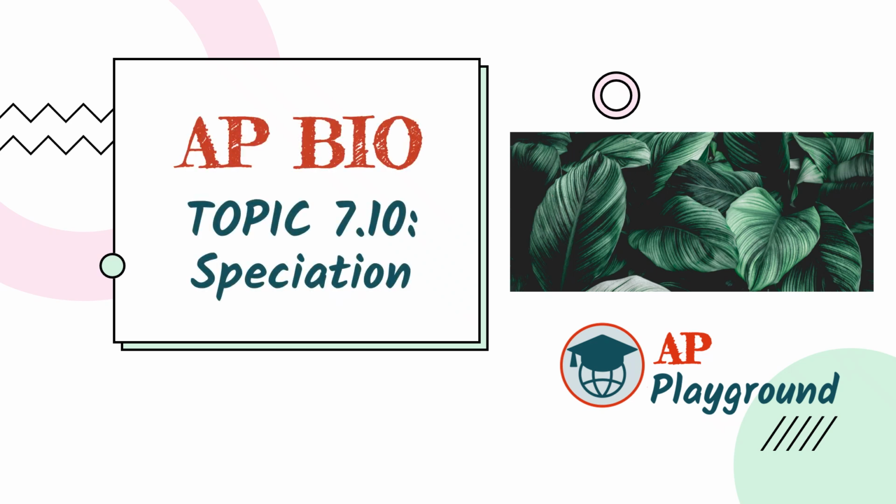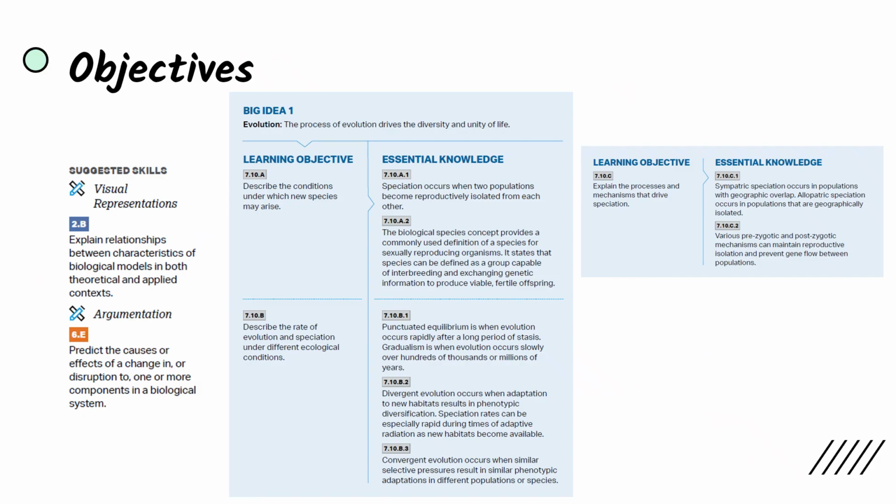Today we're covering topic 7.10, speciation. Today we'll be describing the conditions under which new species may arise, talking about both allopatric and sympatric speciation, and also describing the rate of evolution in speciation under different ecological conditions.